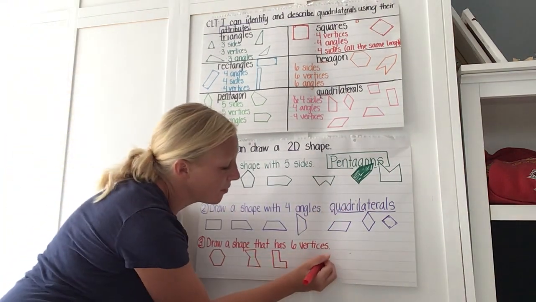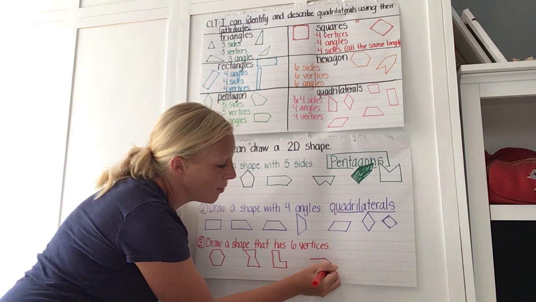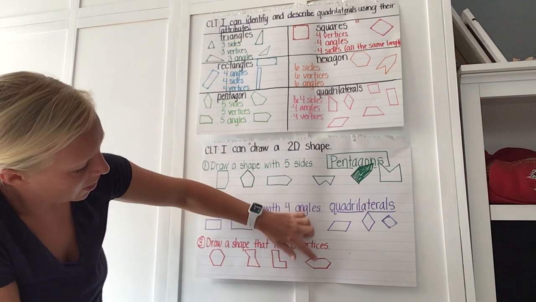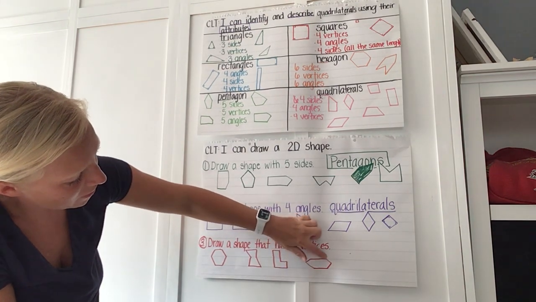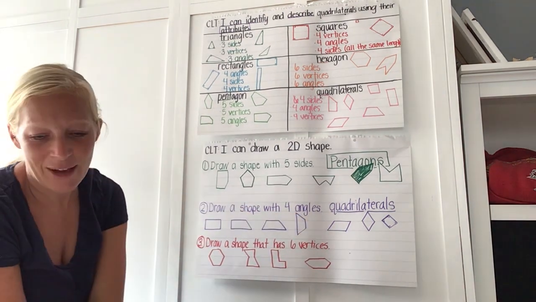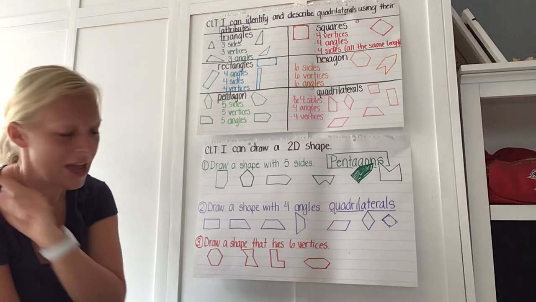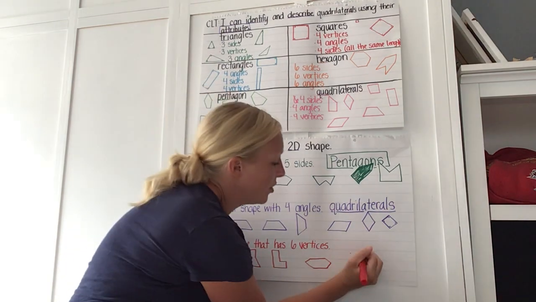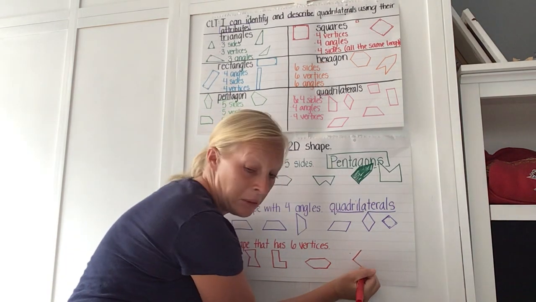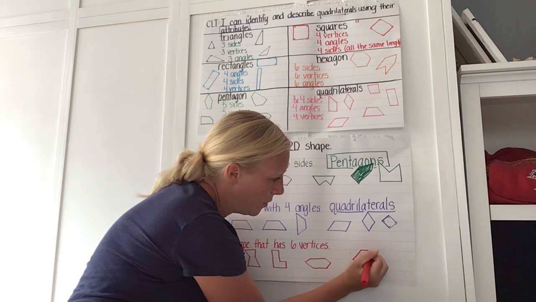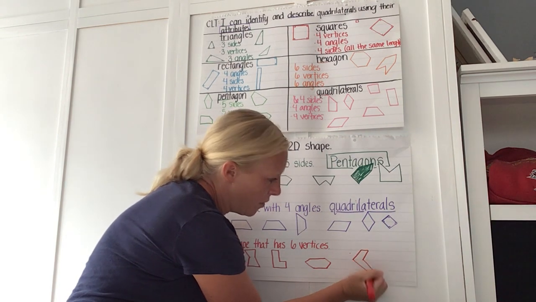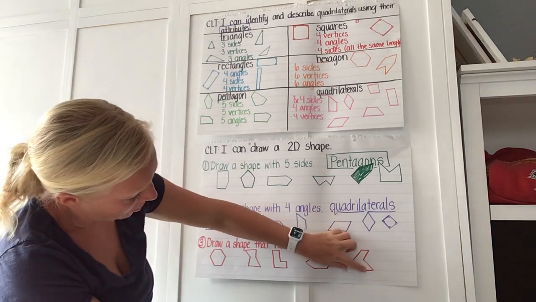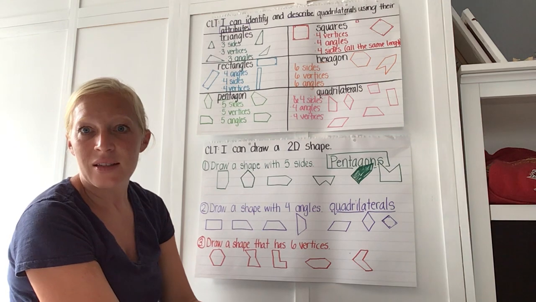Okay? 1, 2, 3, 4, 5, 6. Got to count those vertices, don't we? And I see one more out there that's different. You share yours? Oof, let's see if I can draw this today. Ooh. Let's check it out. 1, 2, 3, 4, 5, 6.